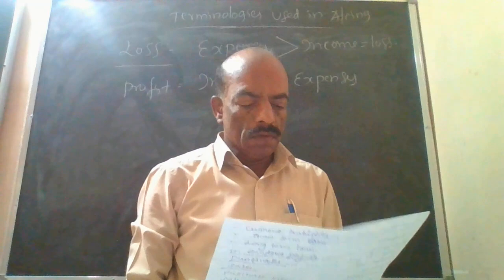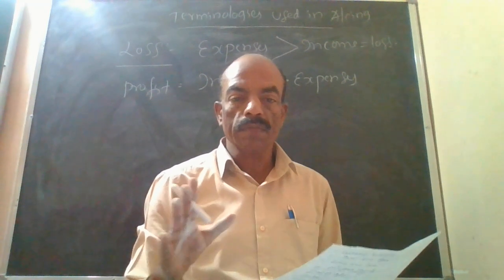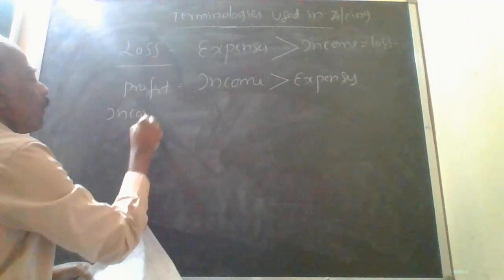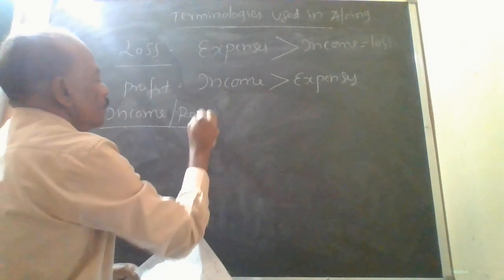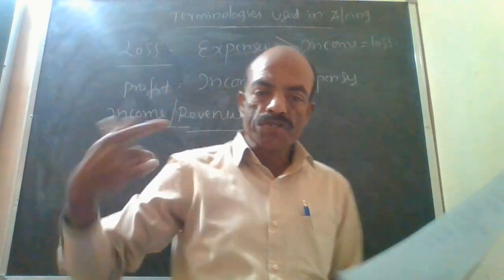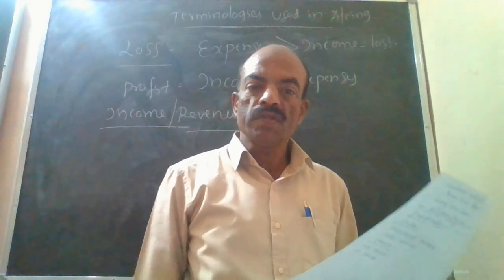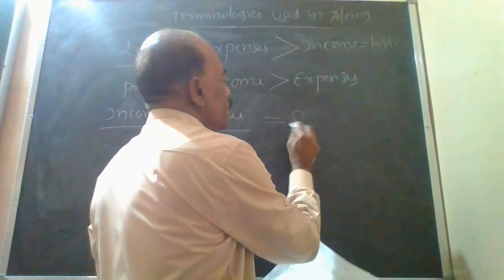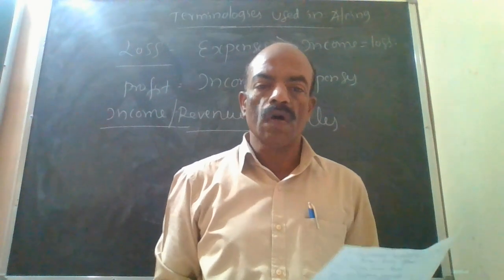So next we have to understand income. Income is totally different from the profit. So income means what we have to understand. Income is also called revenue. So after converting the raw material into semi-finished goods or finished goods that we are selling in the market, that is called income. Sales is the main income or revenue for the business organizations.